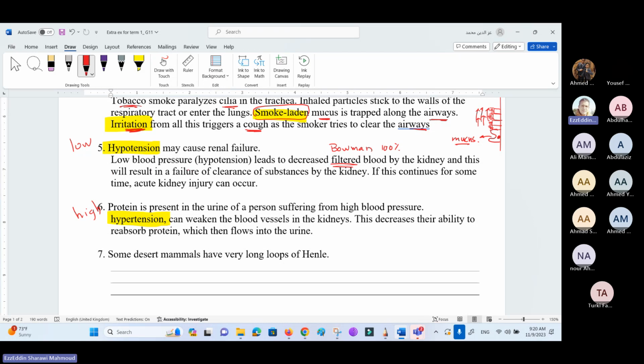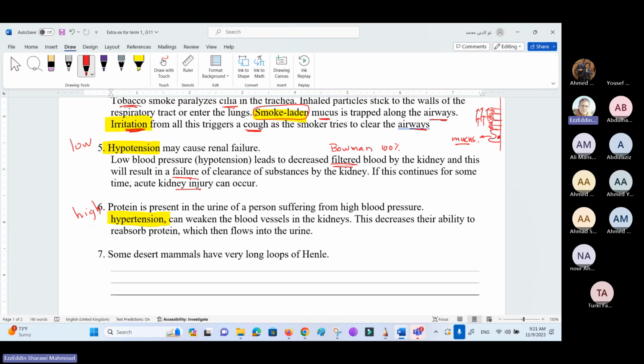So the low blood pressure will lead to a decrease in filtered blood by the kidney. And you can express it in many ways. You can say that the blood will have a lot of wastes. The blood will not remove its waste products. The blood will not be cleared or cleansed. If this process persists for a long time, it will cause a kidney injury or kidney failure.